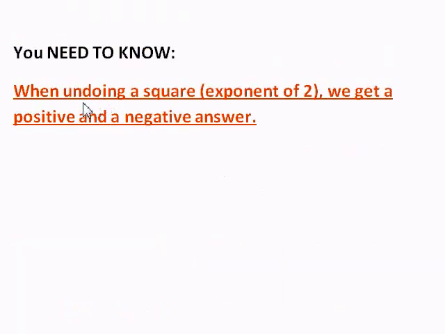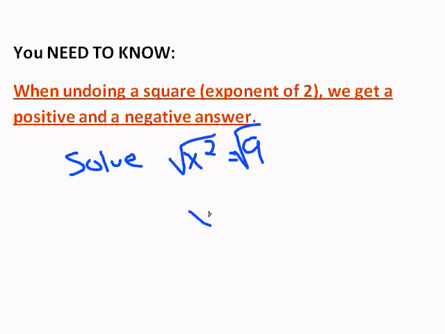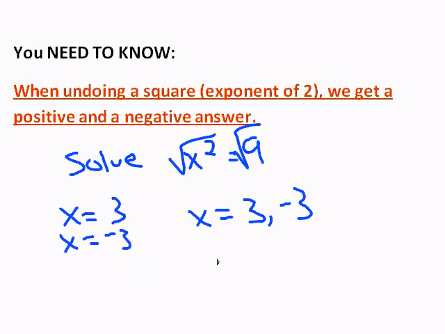So this is another important piece of information you need to know. When undoing a square, an exponent of 2 that is, we get a positive and a negative answer. So for another easy example, if you were asked to solve x squared equals 9, to do that we would get rid of the square by taking the square root of both sides. And we would get x is equal to positive and negative 3, which we will see written this way. We will see written as x equals 3 and x equals negative 3. And you'll also see the answer written as x equals plus minus 3.